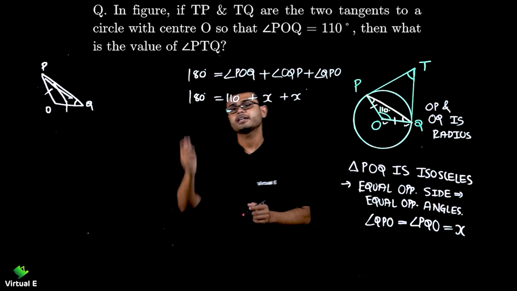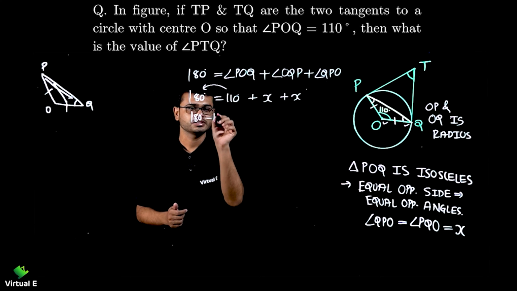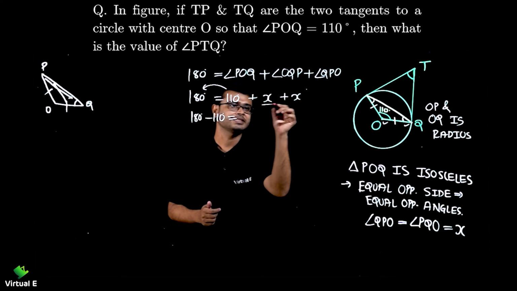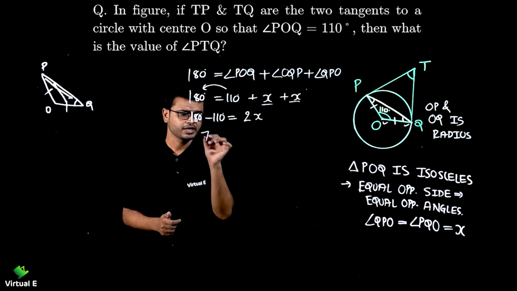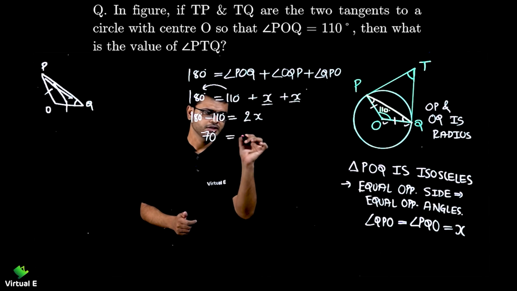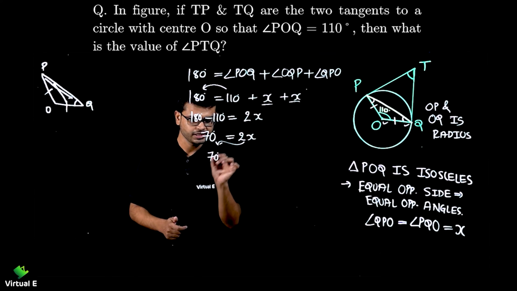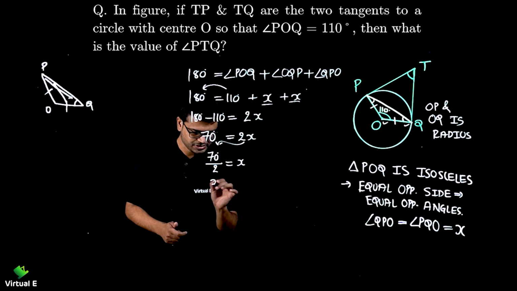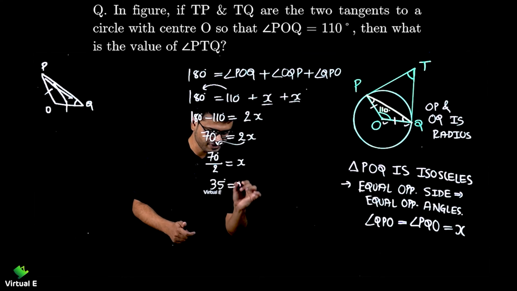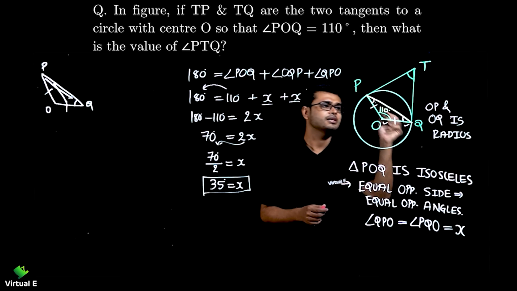Let's shift this 110 over there. So 180 minus 110 is equal to x plus x, that is 2x. If we subtract, you get 70 degrees equal to 2x. The 2 goes into the denominator, so 70 degrees over 2 is equal to x, and that is 35 degrees. Remember, the value of x is 35 degrees, so we know these two angles are 35.